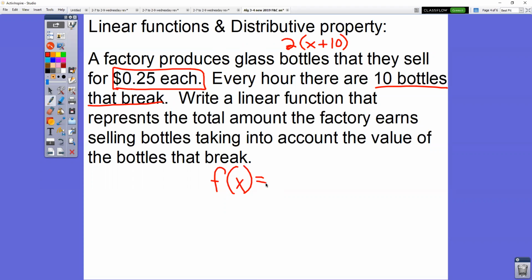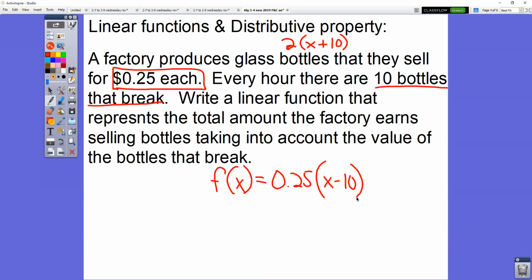And now each bottle that they sell is 25 cents. So normally what you would do is you would just have 25 cents times x. However, they're telling you that 10 of the bottles that they produce every hour are breaking. So we can't just have 25 times x, 25 times the number that they're producing, because they're breaking 10 bottles every hour. So we're not just going to have 25 cents times x. The actual number that they're able to sell is the number that they're able to produce minus 10. So if they produce x per hour, the total that they're able to sell is x minus 10.